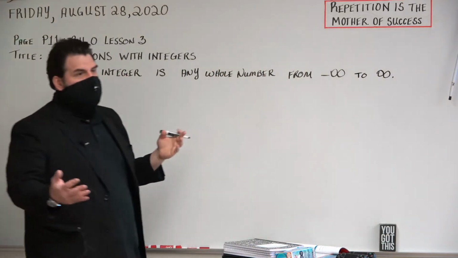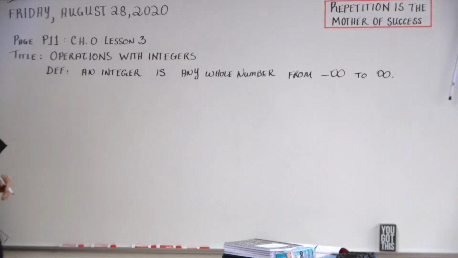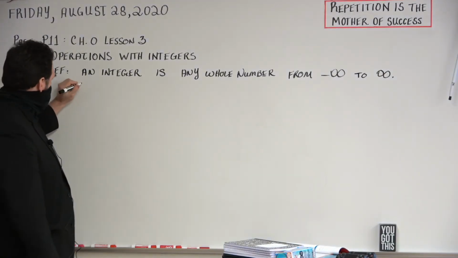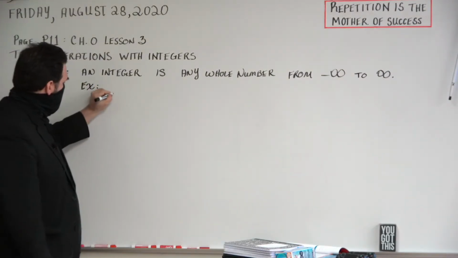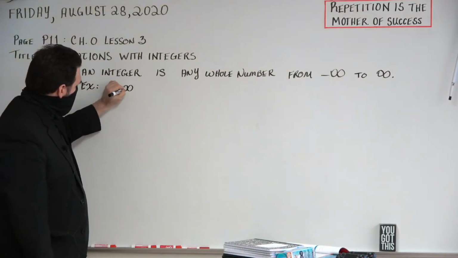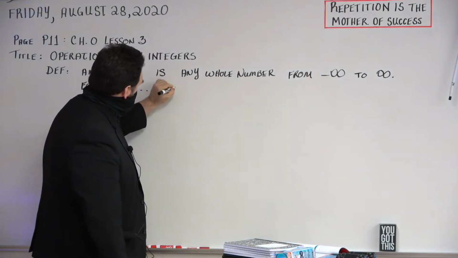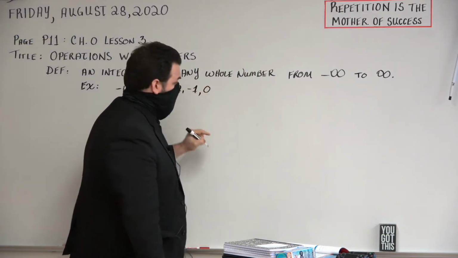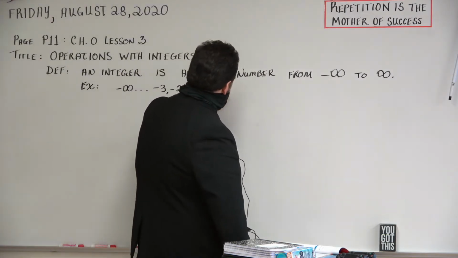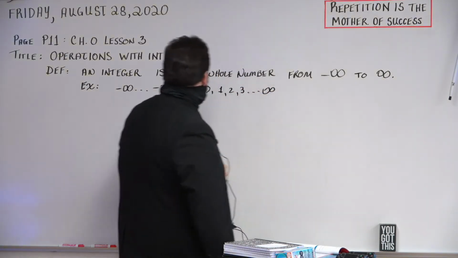There will be people out there who say this is not a precise definition, so I'll show some examples of what I mean. These are the examples from the book: negative infinity, dot, dot, dot, negative 3, negative 2, negative 1, 0, 1, 2, 3, dot, dot, dot, all the way up to infinity.